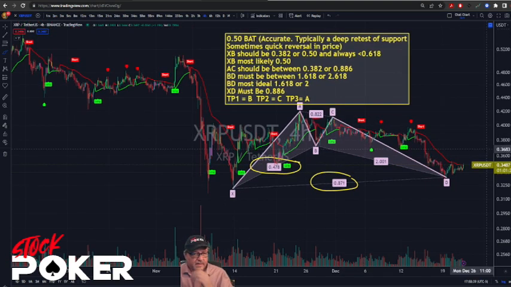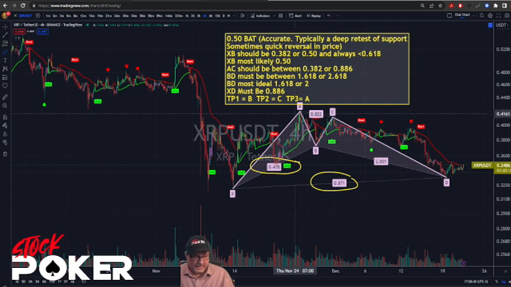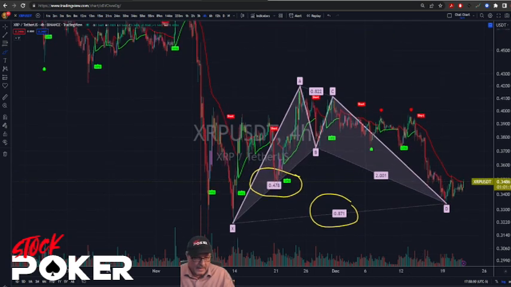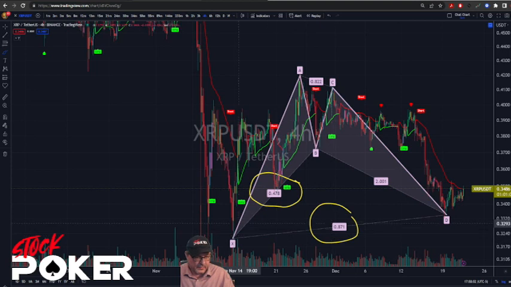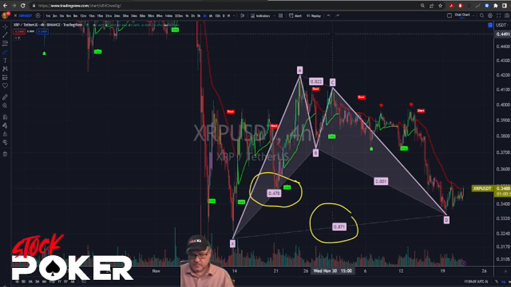These are very, very common. A lot of times it's usually exactly like what we see here. Bats are usually a deep test of a previous low. When I see this coming down here to test these lows down here, and it doesn't quite make it, that is what a bat is all about. It wants to test those previous lows. So this is almost like a textbook bat.